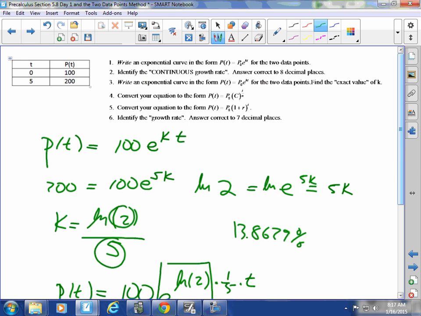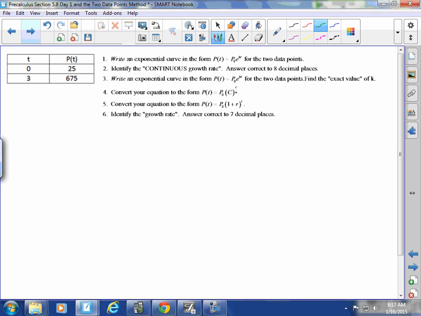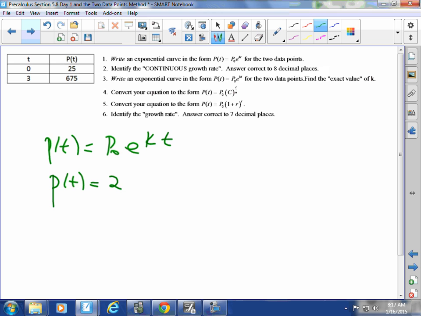All right, let's go to the next one. We want to write our equation. P of t is P0 times e to the kt power. And I already know P0. What is the initial value here? 25. So we're going to start with P of t is 25, and then we're going to go with e to the kt.